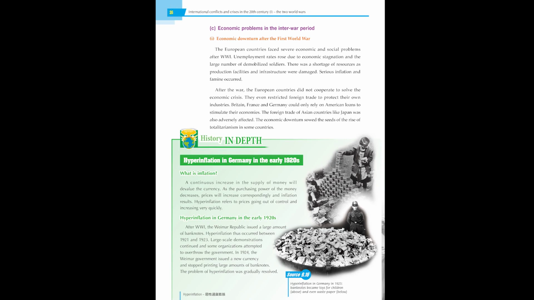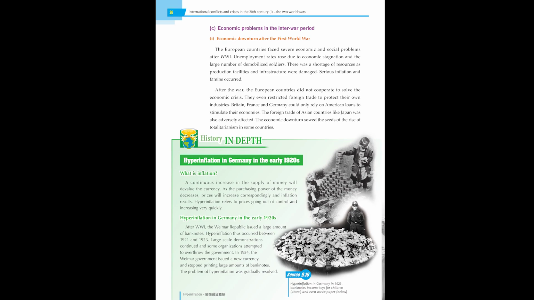History in depth. Hyperinflation in Germany in the early 1920s. What is inflation? A continuous increase in the supply of money will devalue the currency. As the purchasing power of the money decreases, prices will increase correspondingly and inflation results. Hyperinflation refers to prices going out of control and increasing very quickly.